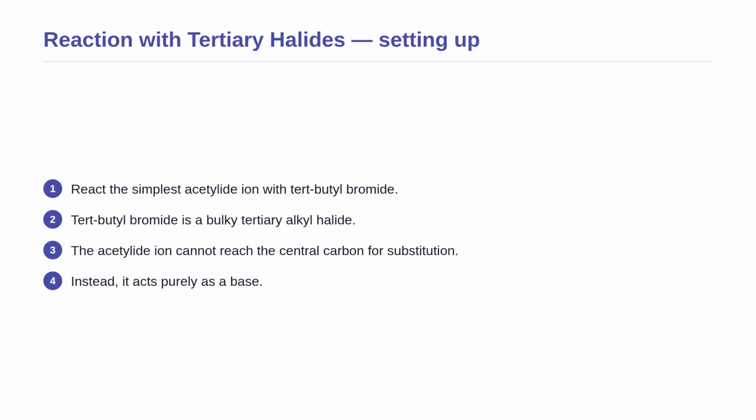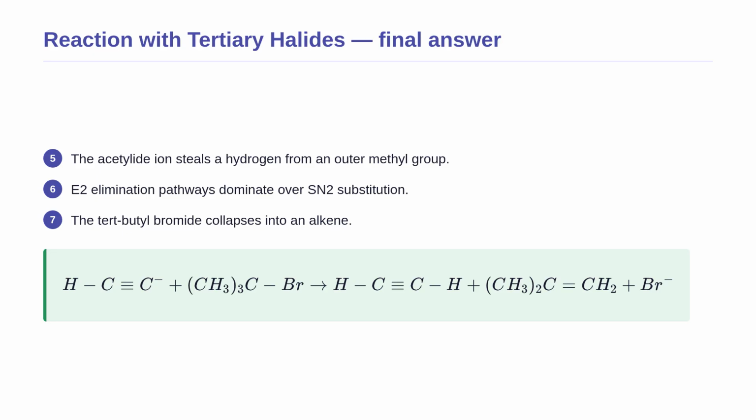Because it cannot act as a nucleophile, the acetylide ion is forced to act purely as a base, stealing a hydrogen atom from the outer edges of the molecule instead. Following up on that blocked attack, let us see the final chemical result. Instead of substituting, the acetylide ion steals a hydrogen atom from one of the outer methyl groups.